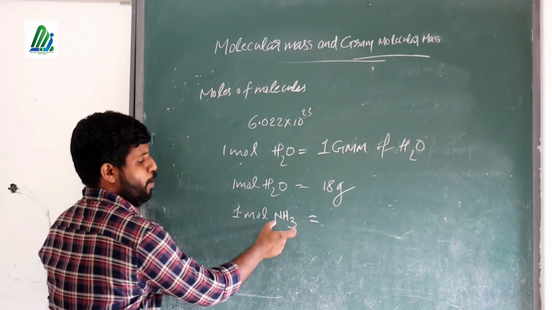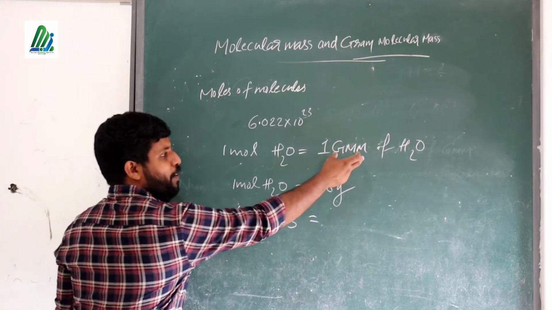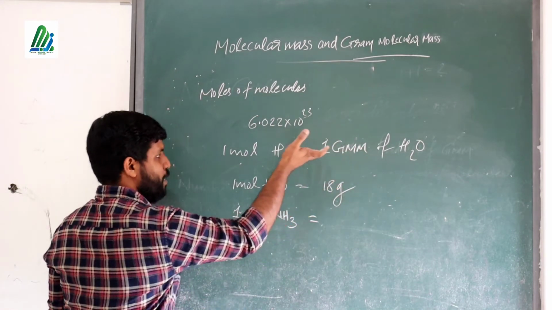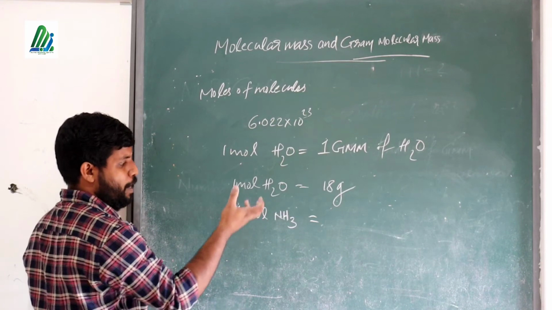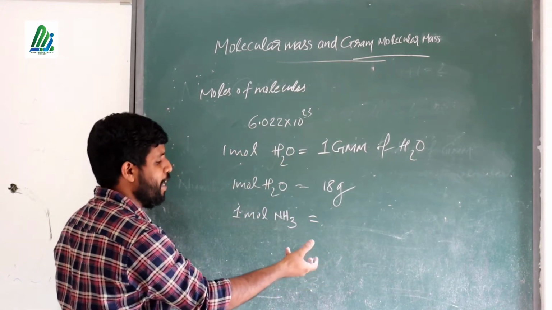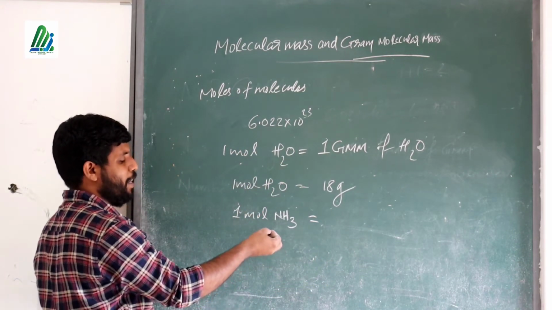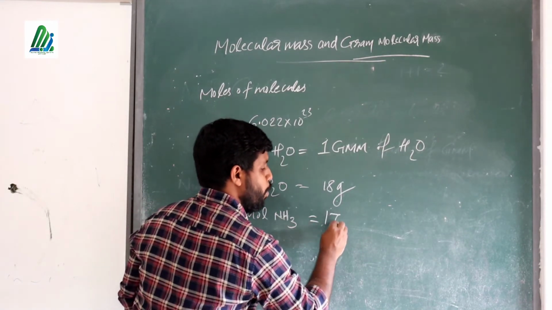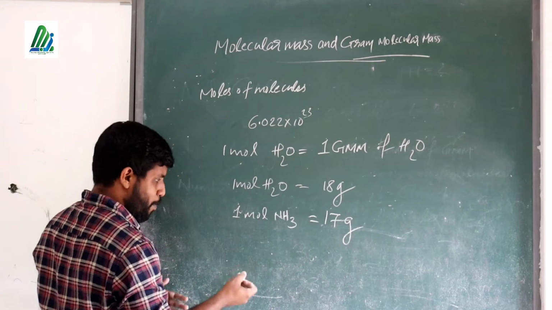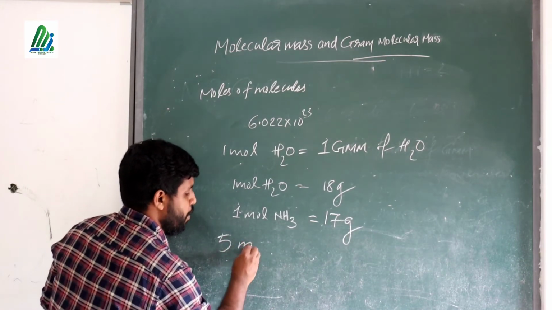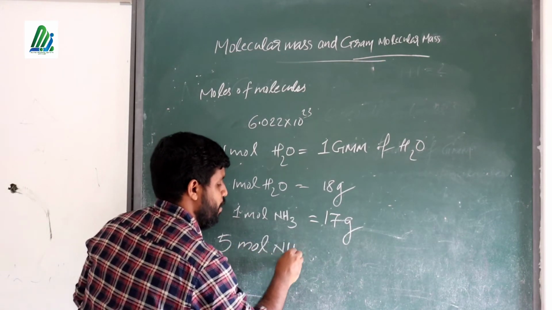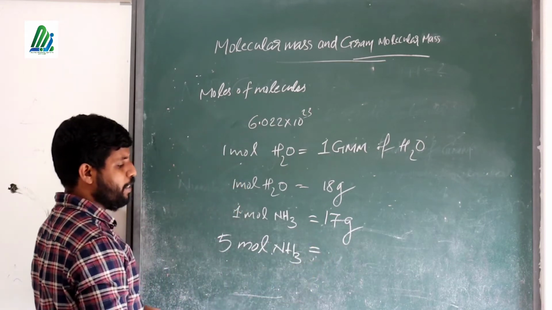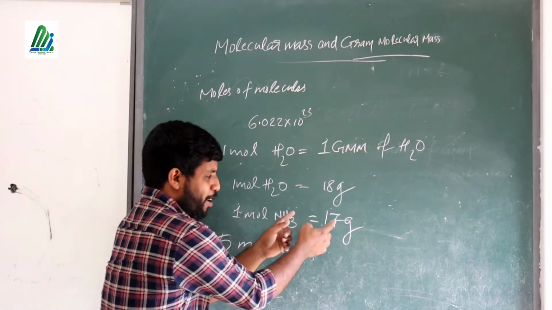And the same for another question, 1 mole NH3. The molecular mass expressed in gram is the 1 gram molecular mass, which is equal to 1 mole, so Avogadro number of particles are there. So 1 mole NH3 is equal to its molecular mass, 17 gram. One more question, 5 mole NH3. 1 mole NH3 is equal to 17 gram.